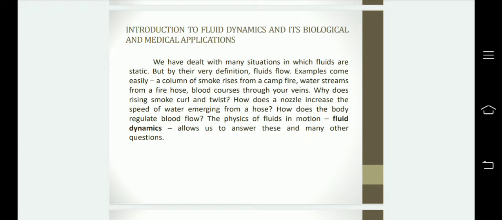Examples are a column of smoke rising from a campfire, water streaming from a fire hose, and blood coursing through your veins. But why does rising smoke curl and twist? How does a nozzle increase the speed of water emerging from a hose? And how does the body regulate blood flow? The physics of fluids in motion, which is called fluid dynamics, allows us to answer these and many other questions.